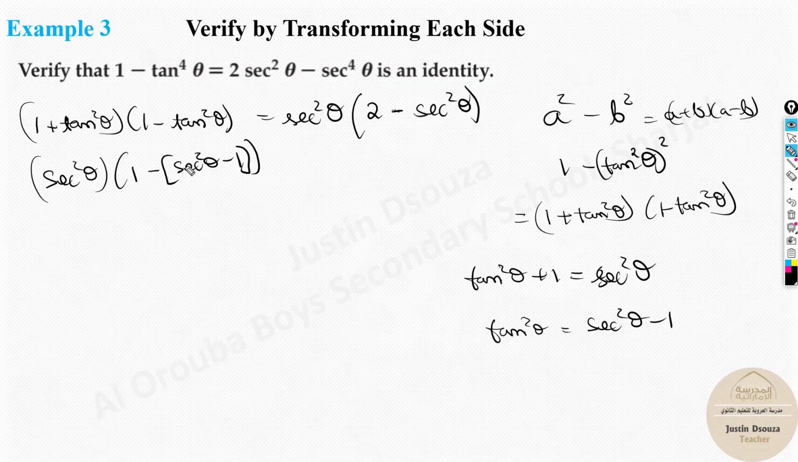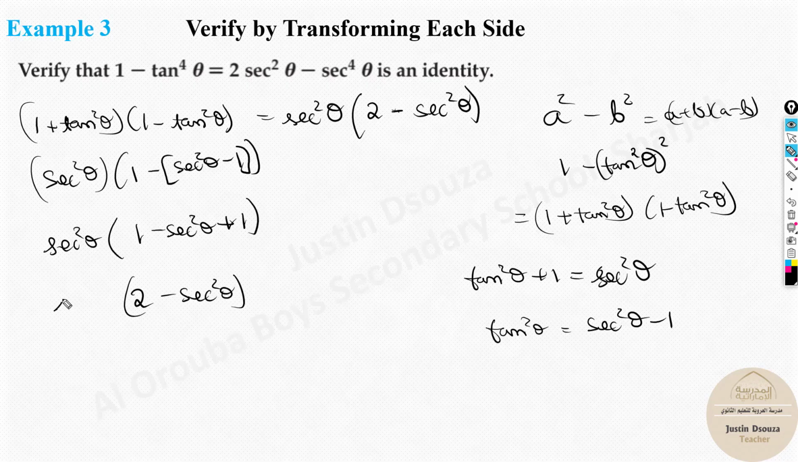Now here, multiply this minus sign inside. So what's going to happen? Left side secant square theta is same. Here it will be 1 minus secant square theta. Minus and minus is plus 1. 1 plus 1 is 2 minus secant square theta, and secant square theta. Is it the same at the right side? Yes. Secant square theta into 2 minus secant square theta.